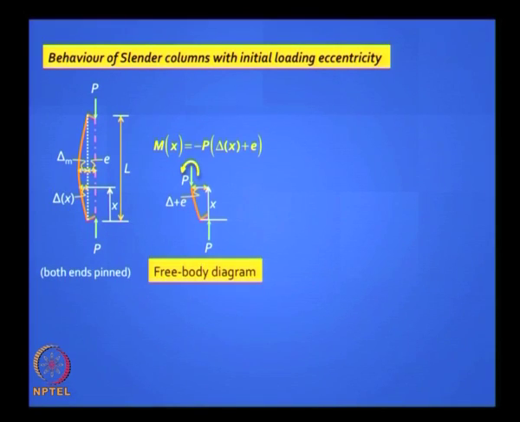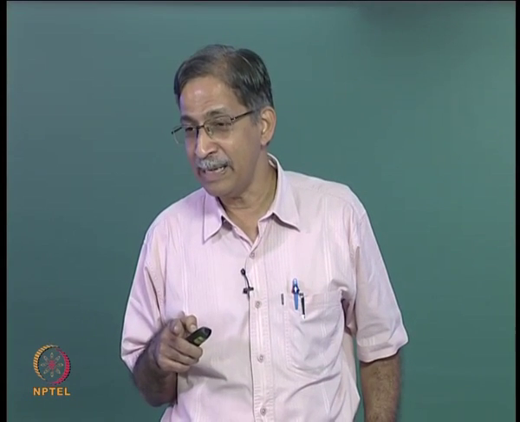Now this is a case where both ends are pinned. If you study this case, you take a free body and write the equilibrium equation, your moment at any section in the deformed configuration. Please note, this is a big difference between second order analysis and first order analysis. In first order analysis, we wrote all our equilibrium in the undeformed configuration. In the undeformed configuration, delta won't come into the picture. You will have P into E only. That is first order analysis. In second order analysis, we are writing P into delta plus E, because we are saying delta is no longer negligible. Is it clear? That is the big difference.